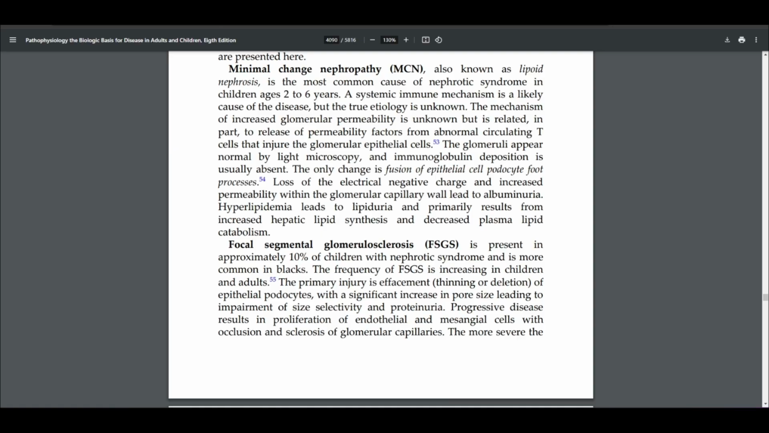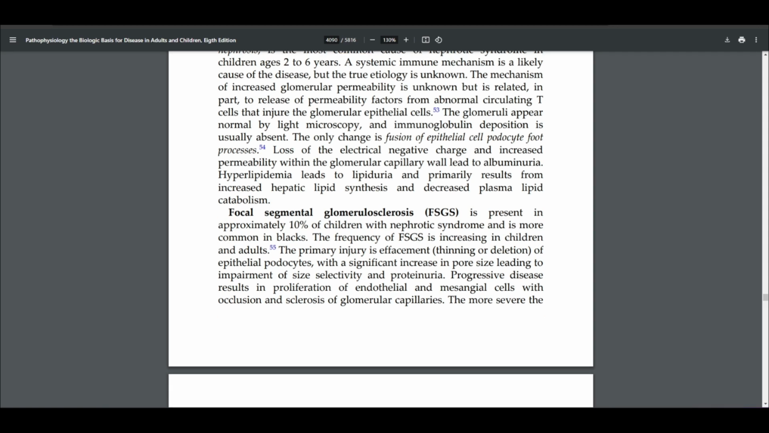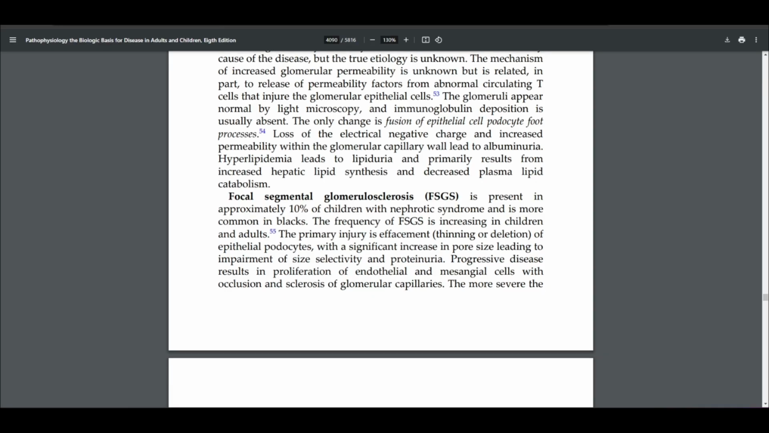The glomeruli appear normal by light microscopy, and immunoglobulin deposition is usually absent. The only change is fusion of epithelial cell podocyte foot processes. Loss of the electrical negative charge and the increased permeability within the glomerular capillary wall lead to albuminuria. Hyperlipidemia leads to lipiduria and primarily results from increased hepatic lipid synthesis and decreased plasma lipid catabolism.